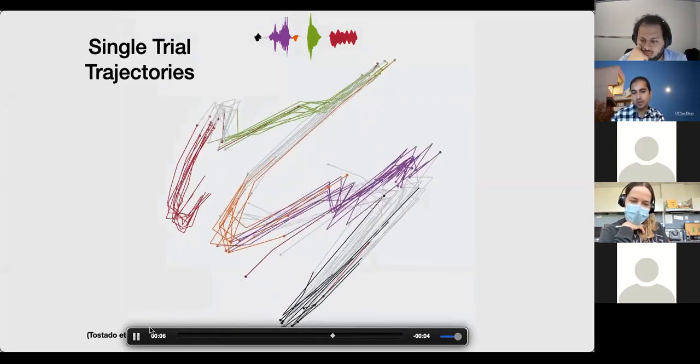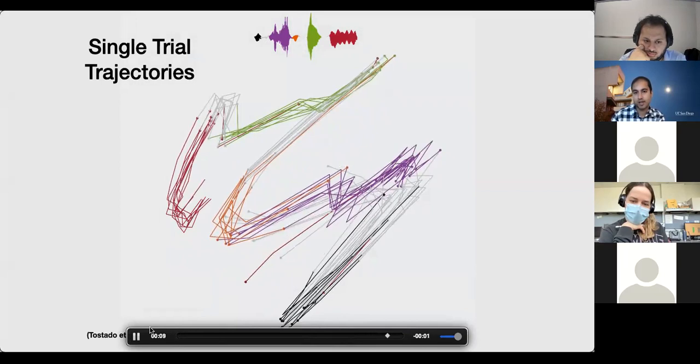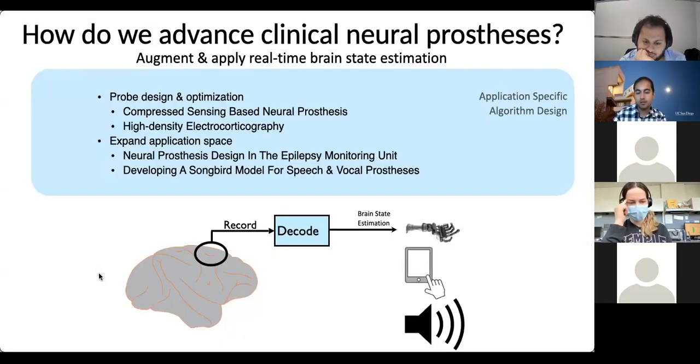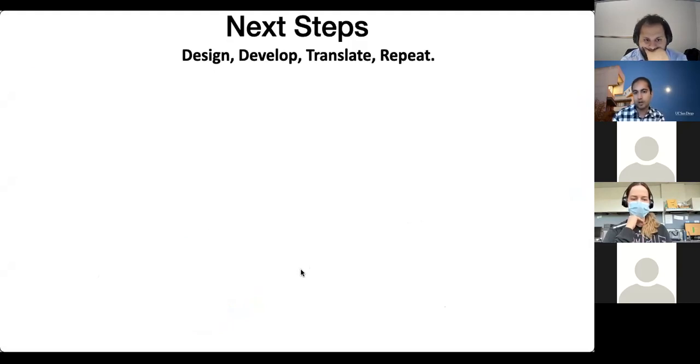And we can see there's quite a bit of consistency, even though the timing of the individual syllables is different. We see quite a bit of similarity in the trajectory. So we're currently studying the geometry of these spaces to better understand the constraints on the geometry. So again, just a quick summary of what I ran through today, and what are our next steps?